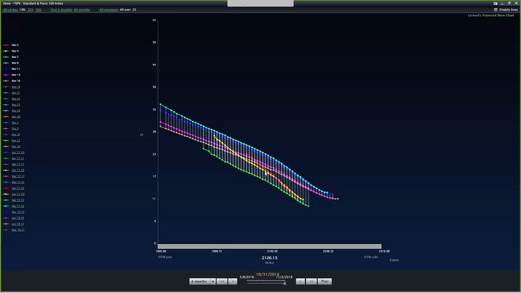Let's see. Andy asked a question: for deep in the money puts, IV is very high, but the dollar amount of time premium is very low. How do you quantitatively find the best combination of high IV and high time premium? That's a really, really good question. And the answer is it's experience.